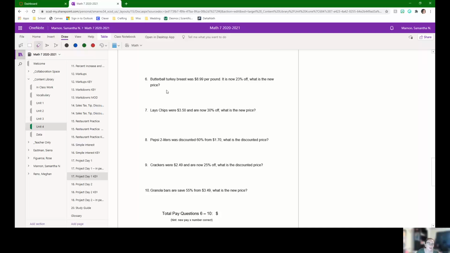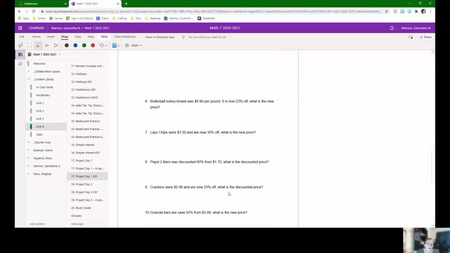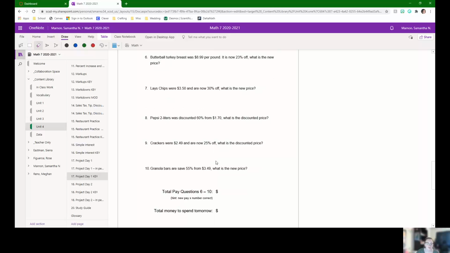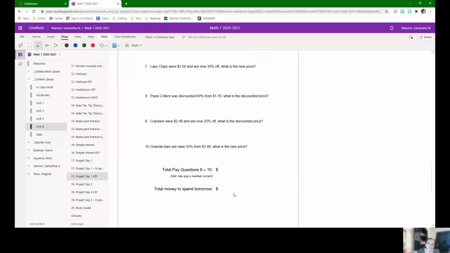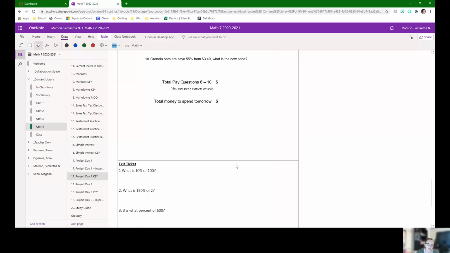And then you have questions 6 through 10. These you'll get paid based on your pay raise. So either you'll get 5% added to your original pay, or 10%, or 15% added on. But it's just 5 more discounts, so you could earn some more money here. And you're going to figure out how many you got correct and how much money you got total together. So that's it for this first day. It's 10 discounts and figuring out how much you got paid.